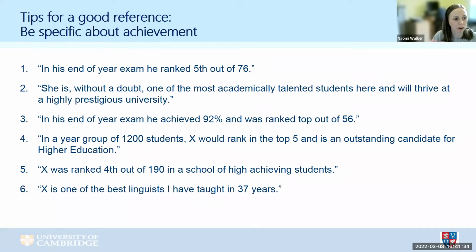One thing I would just say about number 3, so in his end of year exam, he achieved 92% and was ranked top out of 56. It's the second part of the sentence there that I'd say is more useful actually, because he achieved 92% doesn't mean that much to us because we don't know what the exam was. We don't know how strict the mark scheme was. Ranking top out of 56 is more interesting because that tells us that they are the top student in their cohort.